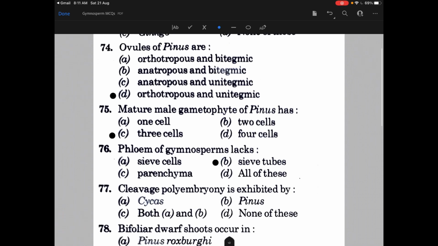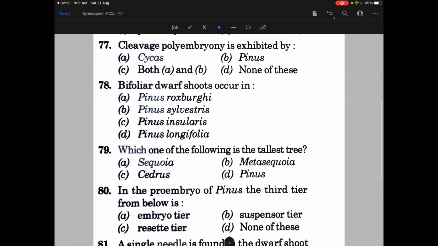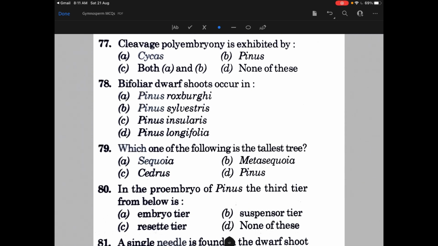Next, cleavage polyembryony is exhibited by dash, and the answer is B, that is Pinus. Next, bifoliar dwarf shoots occur in dash, and the answer is B, that is Pinus sylvestris.